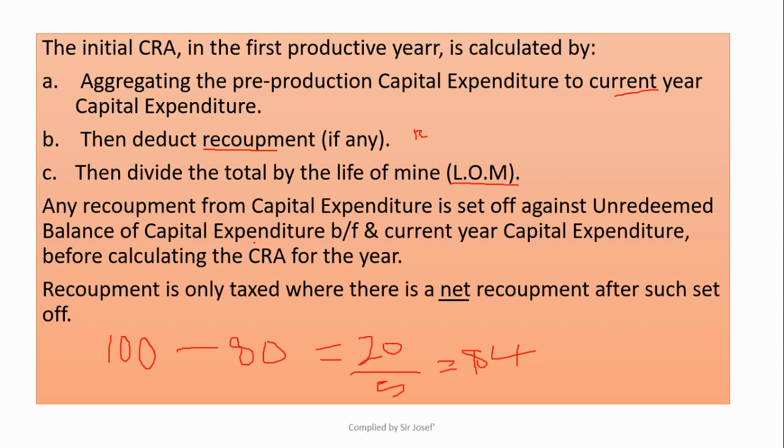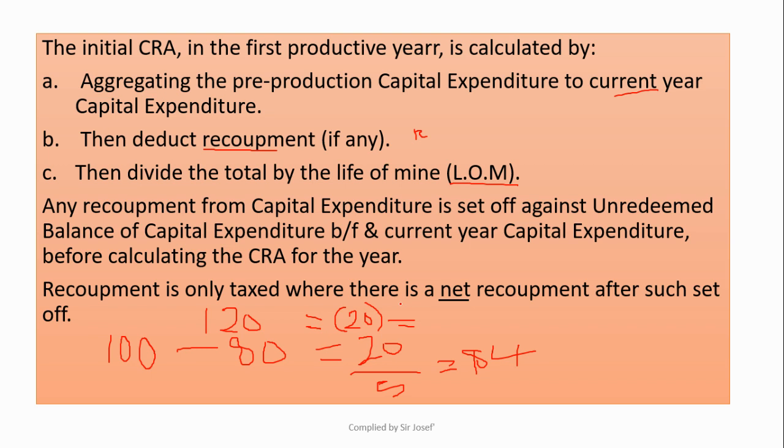But let's say the recoupment is actually 120. If the recoupment is 120, that means our aggregated UBCE and CCE is 100 and the recoupment is 120, so we actually have an excess of 20. Recoupment is more than our capital expenditures by 20. That means this one becomes gross income, isn't it? That is how we tax recoupment.